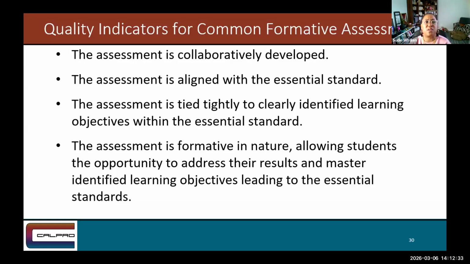And which also allows students the opportunity to address their own results and their own mastery of skills and be able to identify their learning objectives and lead that into the essential standards. So the student fully understands, what skill do I now have that I may not have had before, or have I really developed and grown in this area? So we make that very clear.